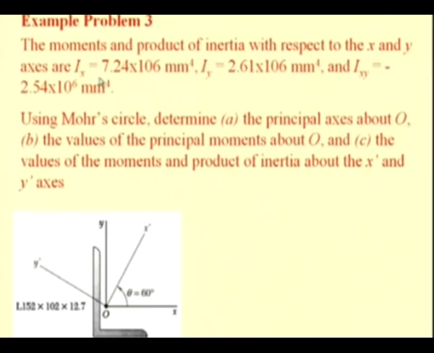So, we know these values, that is the second moment with respect to the x axis, y axis and the product of inertia. We are interested, by this Mohr circle method, to determine the principal axis passing through this point O and the principal moments, and also to determine the values of moments and product of inertia for this rotated axis, that is x prime O y prime, which is rotated by 60 degrees in the counterclockwise direction. So, let us see how we solve this problem by the Mohr circle method.